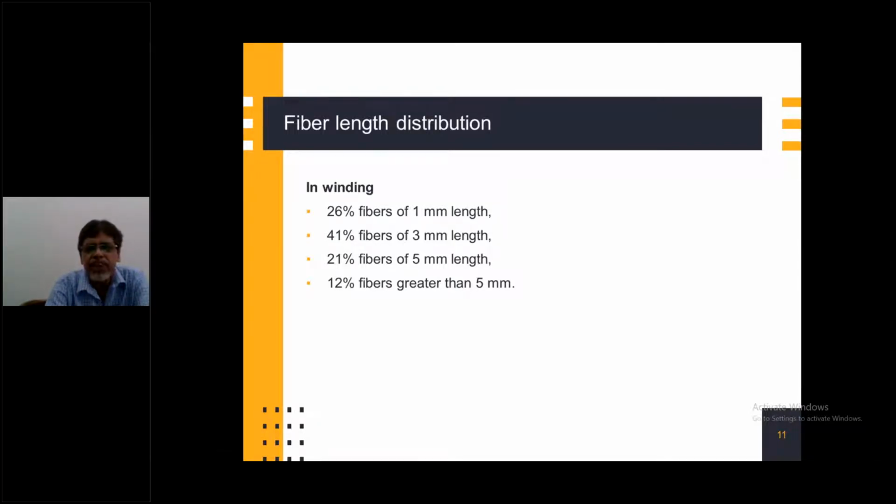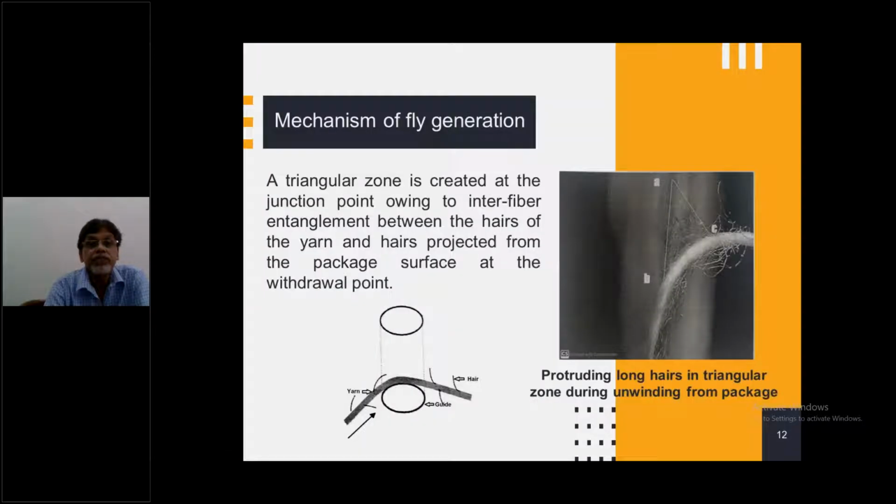Now, after this, let's try to see what the possible reasons are why these flies are generated during the process of transmission from one package to another package. So you see that there is a mechanism to generate fly. There are two areas which are mainly responsible for the creation of fly.